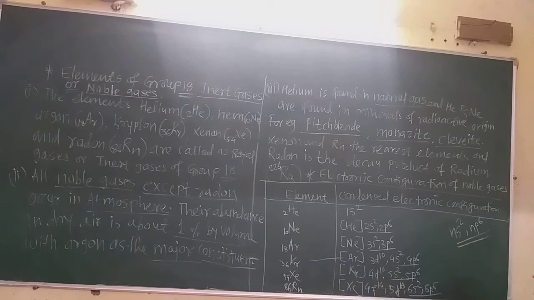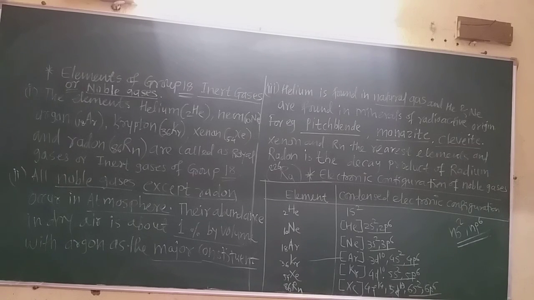xenon, having atomic number 54, has this condensed electronic configuration. Here the 4d subshell is there, and 5s2 5p6, and for radon, 86 is the atomic number. Now up to xenon, 54 electrons. Then here is the 4f orbital, which contains 14 electrons. Then 5d10 6s2 6p6. Now this is the electronic configuration.